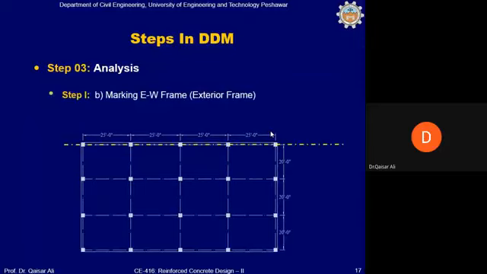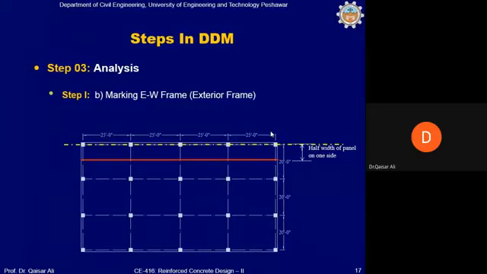Then we will mark the east-west exterior frame. Since in the exterior frame the panel extends only on one side of the column center line, the yellow line, we will consider only one side of this frame, and this will be the case of the exterior frame.